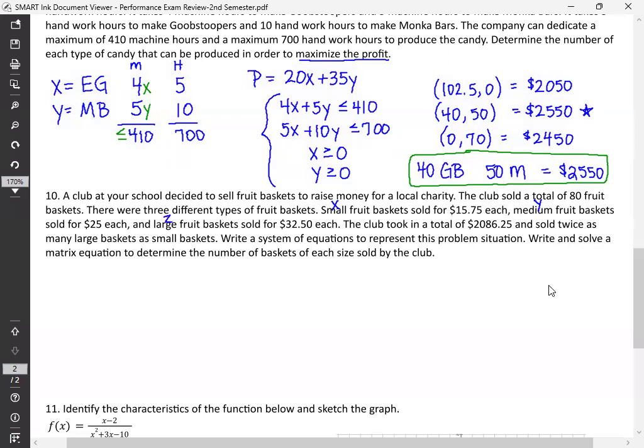So if we have 3 variables, X, Y, and Z, we need 3 equations. My first equation is just going to be my total. So the total number of baskets was 80, and that total was made up of small, medium, and large. My next equation will be the money. The small was $14.75, medium, $25, and large, every large basket, $32.50.